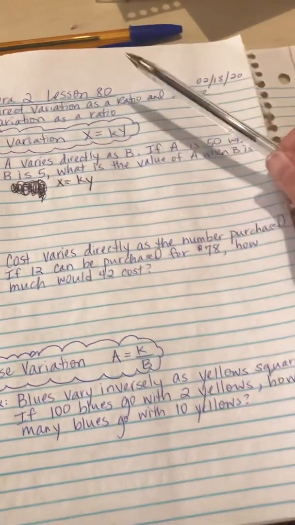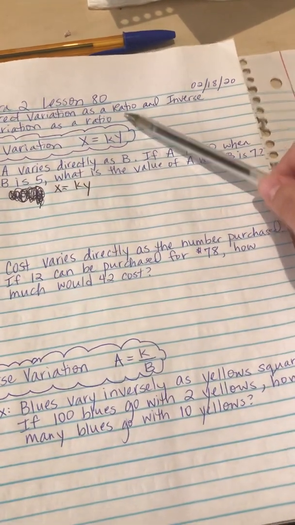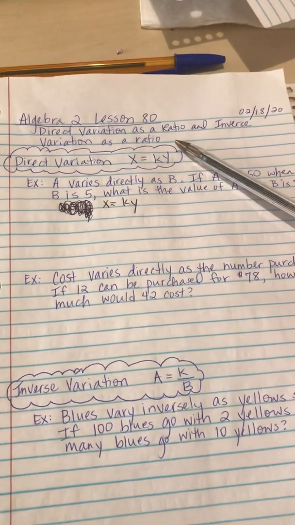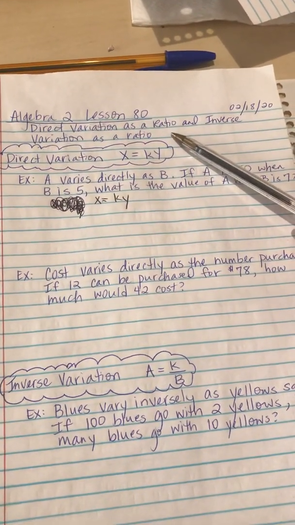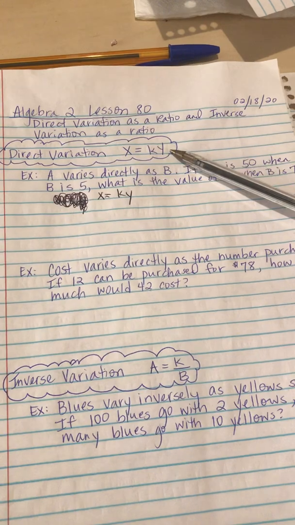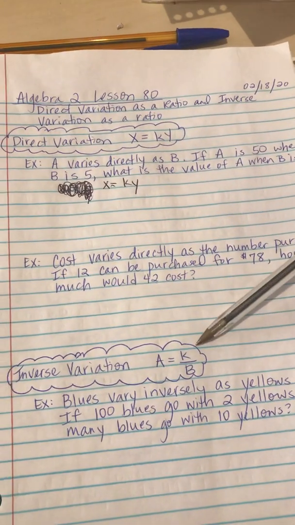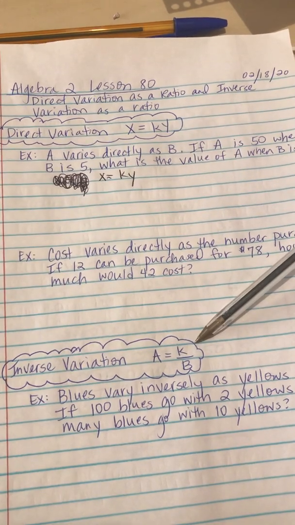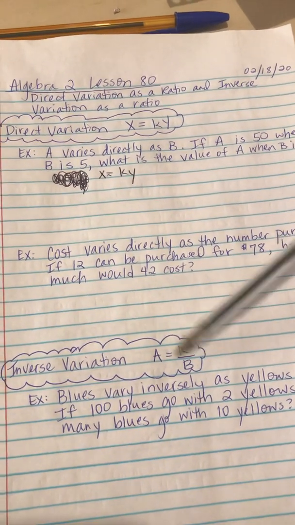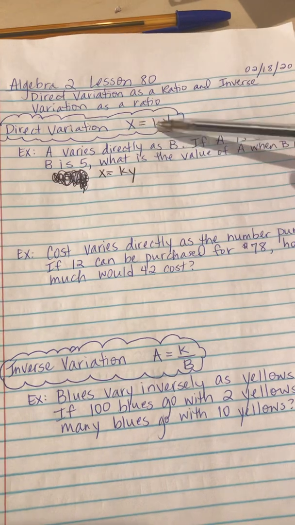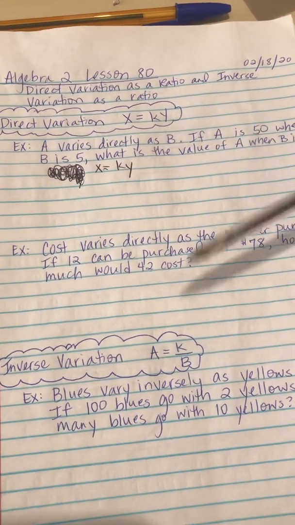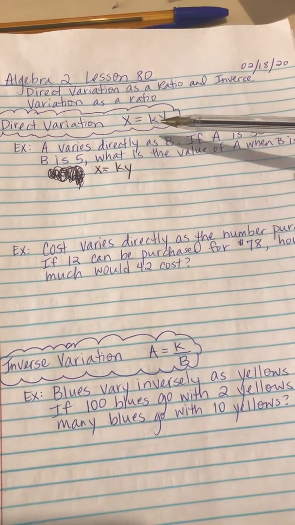We're on lesson 80. Lesson 80 is direct variation and inverse variation as a ratio. So we've already done direct and inverse variation using our formulas. Remember, direct variation is x equals ky, and your inverse variation is a equals k over b. These don't have to be a's and b's, and these don't have to be x's and y's, but your k is your constant of variation, remember.